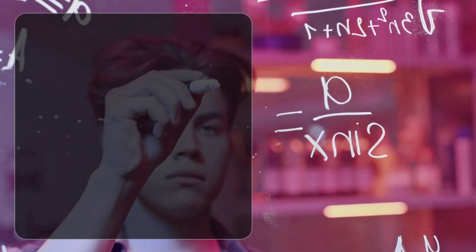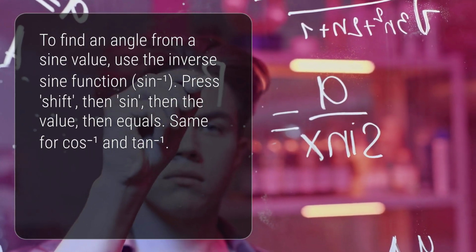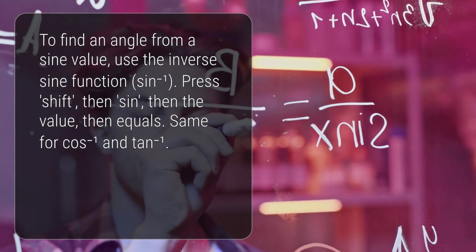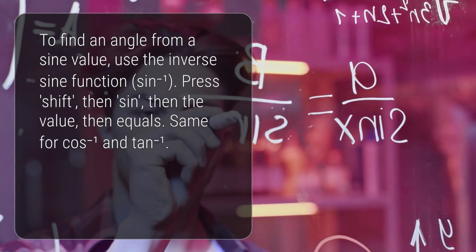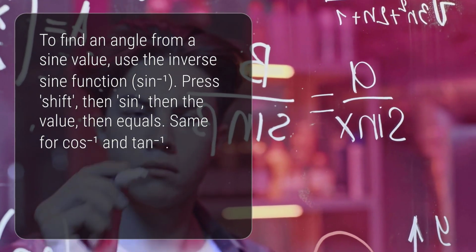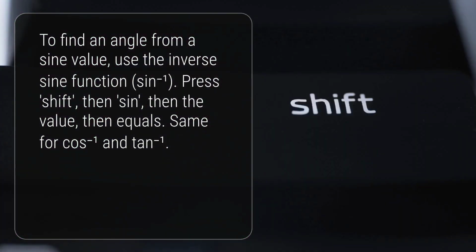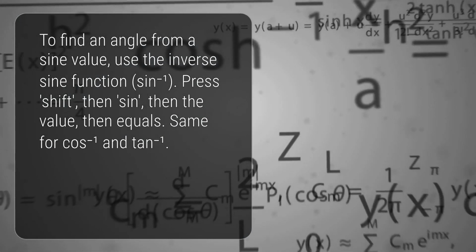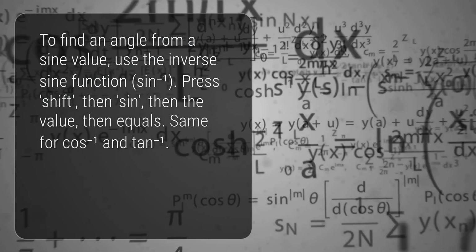To find an angle from a sine value, like finding x where sin x equals 0.5, you use the inverse sine function, often labeled sin⁻¹. This is usually a shift function. You'd press shift, then sin, then 0.5, then equals. The same applies for cos⁻¹ and tan⁻¹.